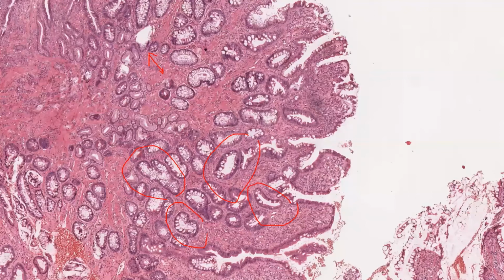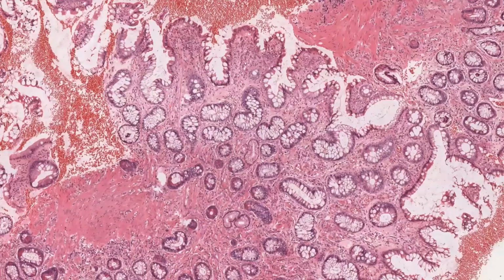If you are not very clever and this is the only thing that you know about crypt architectural distortion, then yes, this will help you. But sometimes you get a false impression with it because of the orientation of the biopsy. So you just have to be careful in this context.